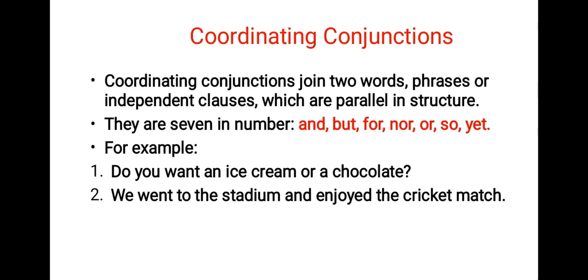For example, do you want an ice cream or a chocolate? Like, what do you want? Here, or is connecting the ice cream and chocolate. We went to the stadium and enjoyed the cricket match. Here, and is joining the two parts of the sentence. And also shows the relationship that we went to the stadium, but what did we do? We enjoyed the cricket match there.